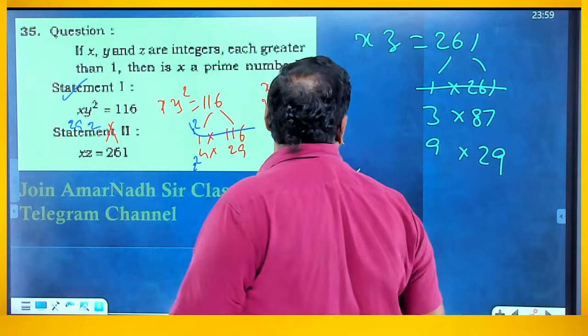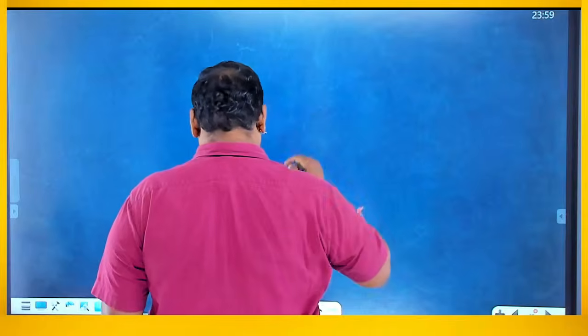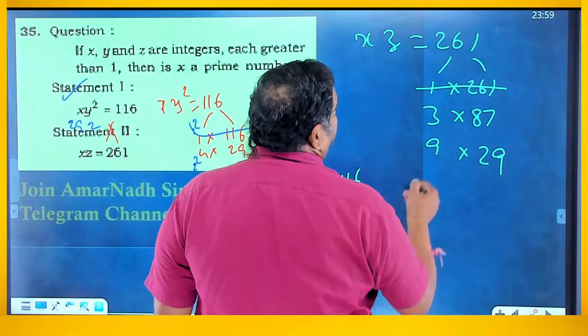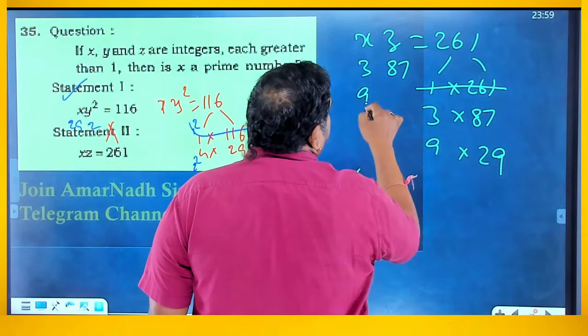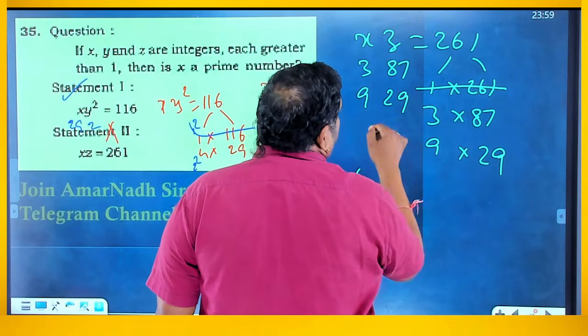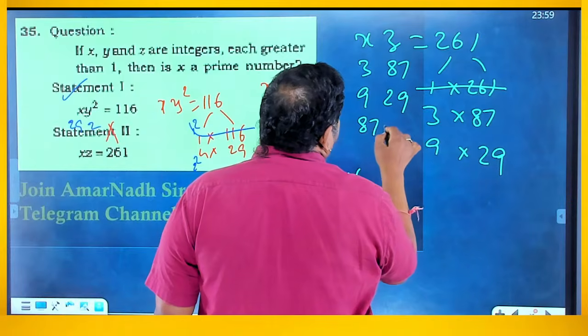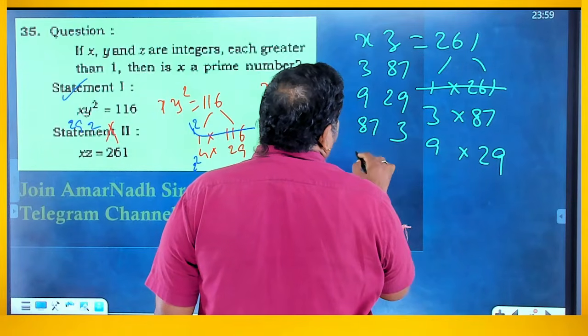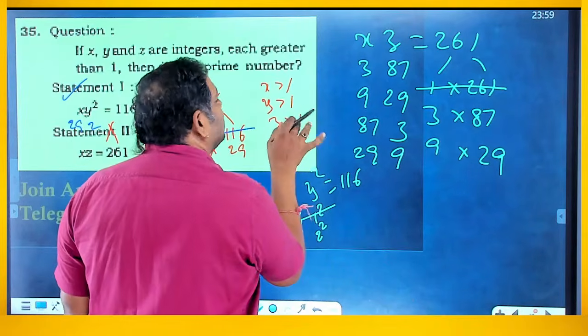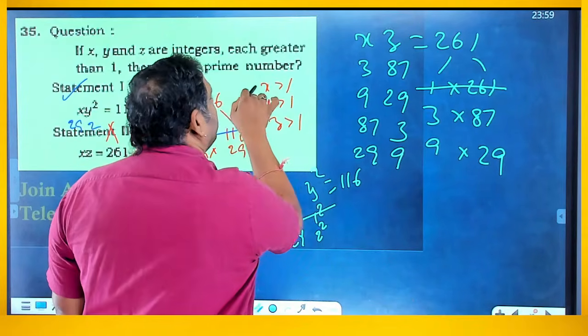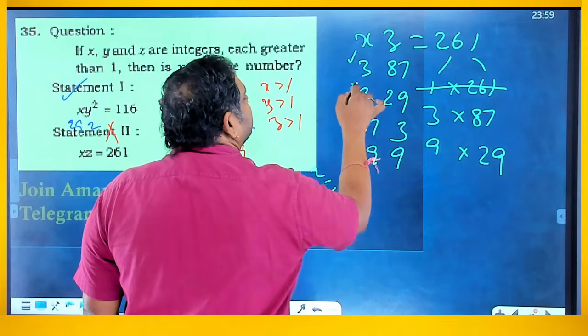Now other possibilities we take. X can take 3 and y can take 87. X can take 9, y can take 29. Or reverse, x can take 87 and y can take 3. X can take 29 and y can take 9, right? These are all possibilities. The question is, is x a prime number or not? In this case, x is a prime number. In this case, not. In this case, not.